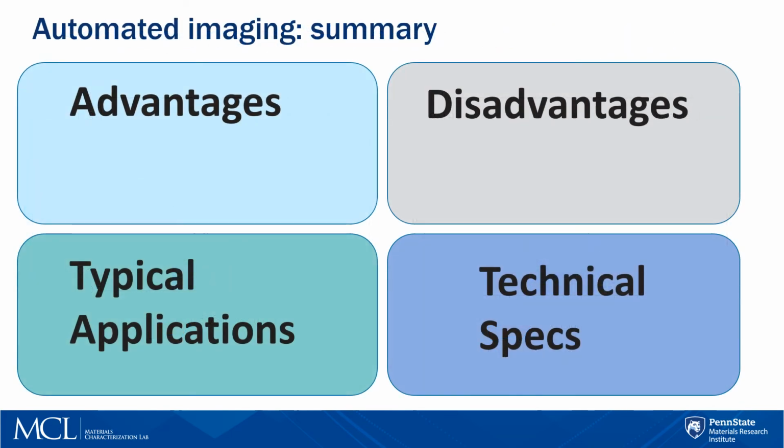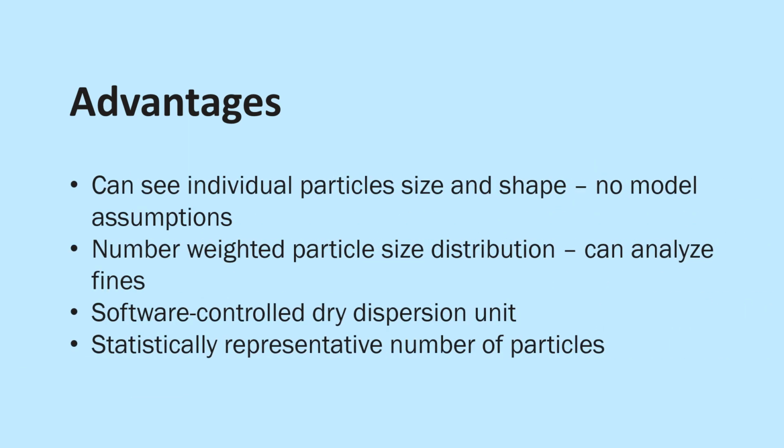In summary, there are the following advantages of automated imaging analysis. First, you can see individual particles, size and shape. No model assumptions are required. Then we can get a number-weighted particle size distribution and can analyze fine particles in the sample. We have a software-controlled dry dispersion unit for better dispersion and can obtain a statistically representative number of particles.